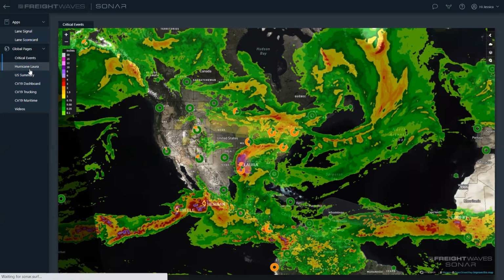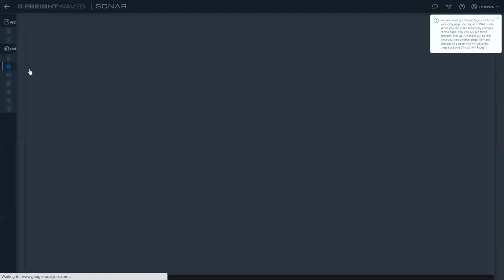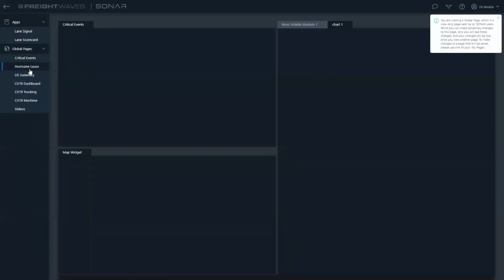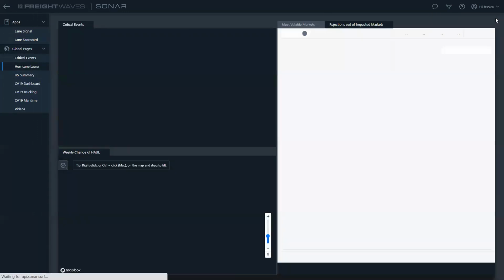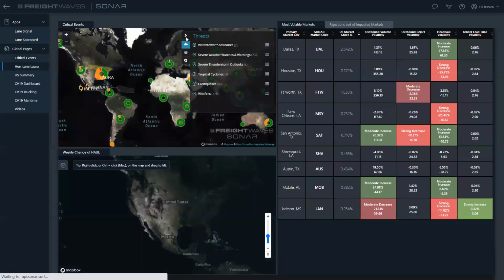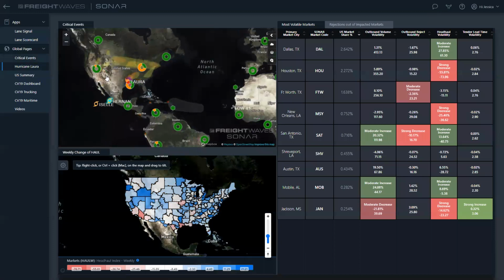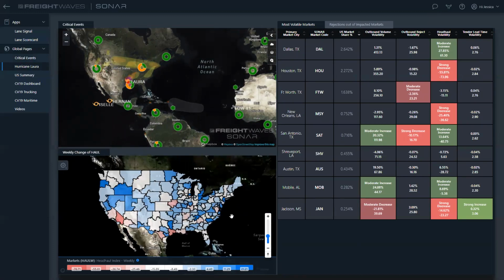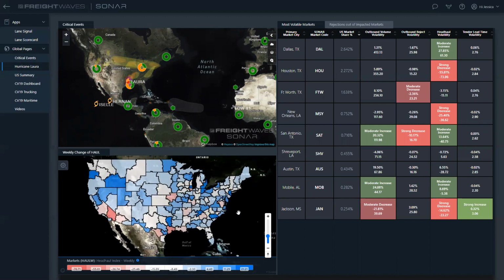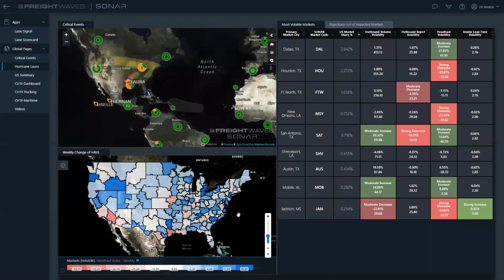What we have right now is a Hurricane Laura global page, and this identifies impacted markets for Hurricane Laura. On the left over here, you can see we have the Critical Event Center again. At the bottom left, we have our haul weekly change. This indicates if in the last week haul has increased or decreased. Any blue markets mean our head haul index has increased in the last week. Red markets mean it has decreased.